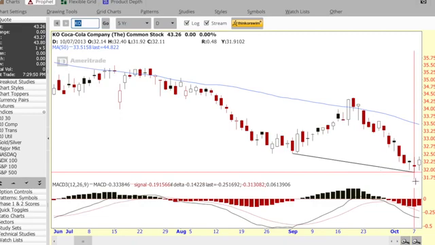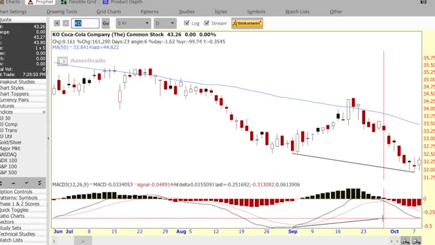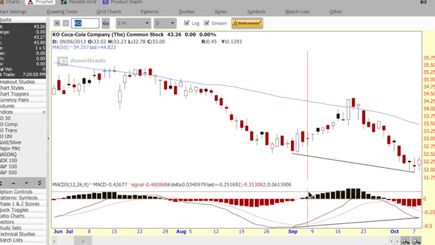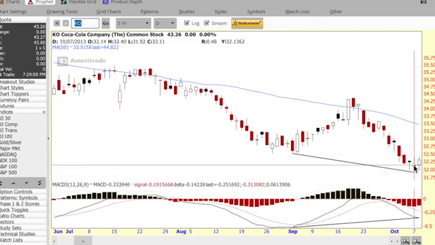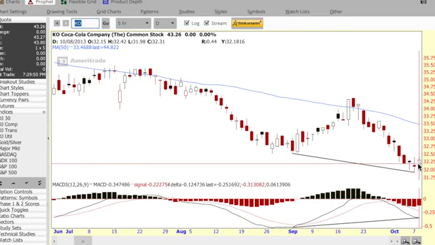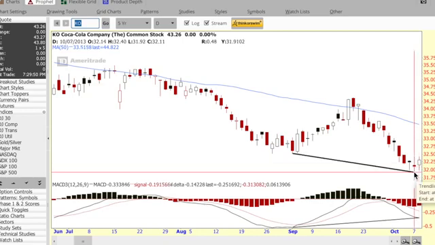So price makes lower lows and MACD makes higher lows. Can you see that? Can you see that divergence? Very clear divergence pattern. And again, how do you know that this is a swing low? Because the next candle makes a higher low, confirming this swing low pivot point.